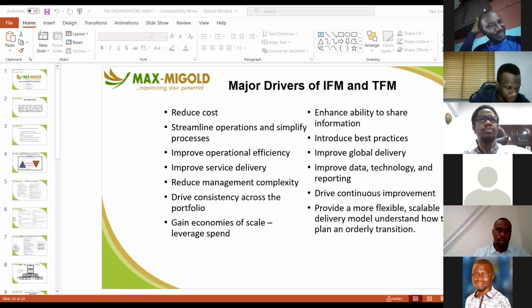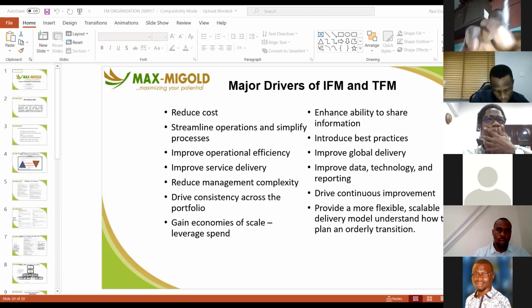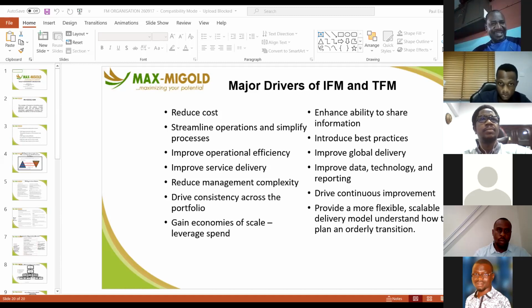My question is on when you're talking about major drivers of IFM and TFM. I didn't get clearly the meaning of TFM, one. Then secondly, down the line, say gain economies, is it economies or economic? Economies of scale. Economies of scale is talking about being able to buy in bulk. When you are a big buyer, you take advantage of economies of scale by being able to negotiate lower prices.